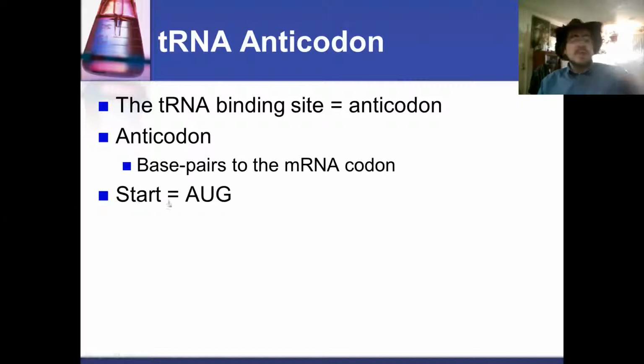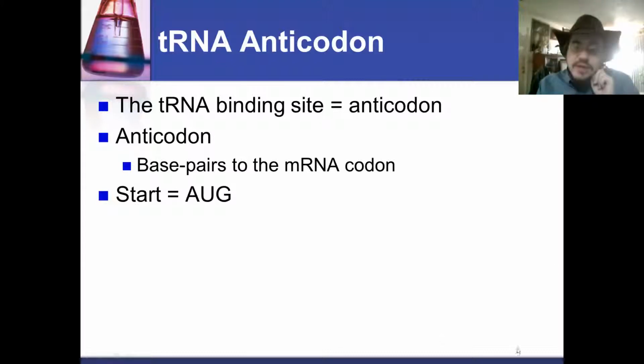So if the mRNA codon for start is AUG, what's the tRNA anticodon? Come on. A, what's the complement to A? It's the base pair. Yeah, that's right, U.